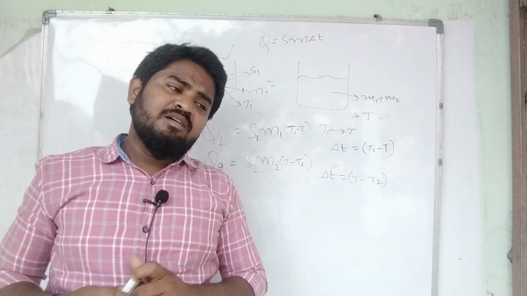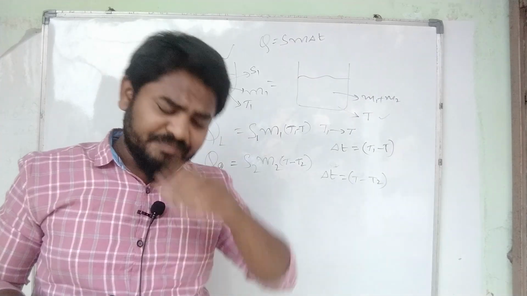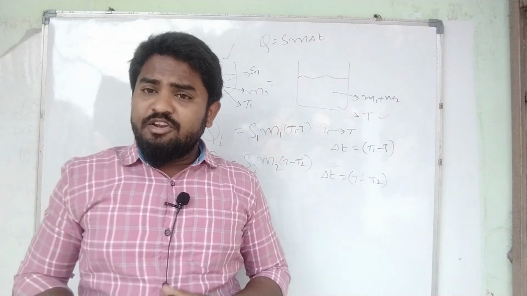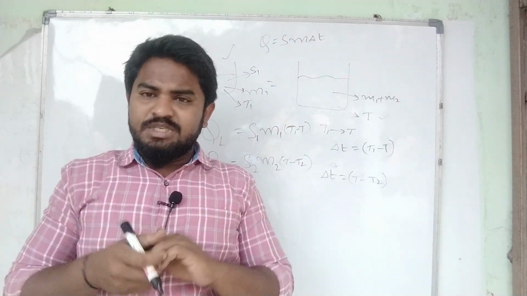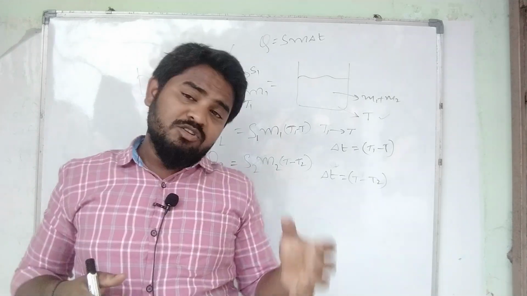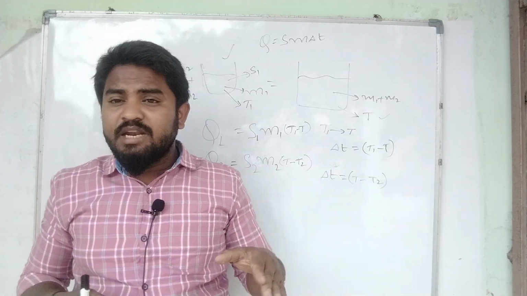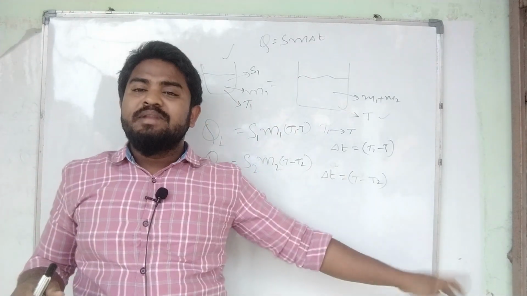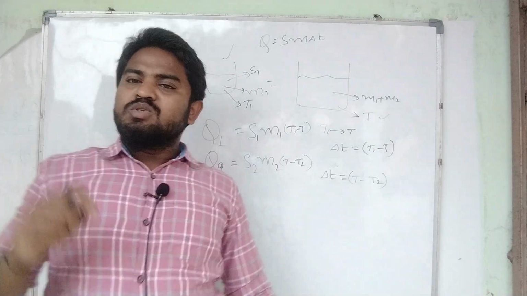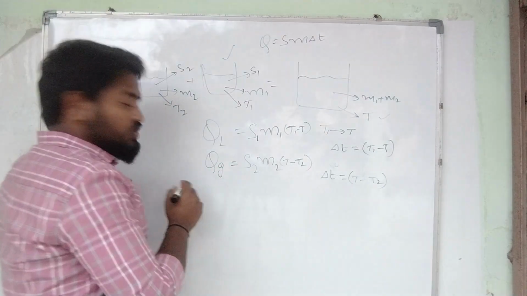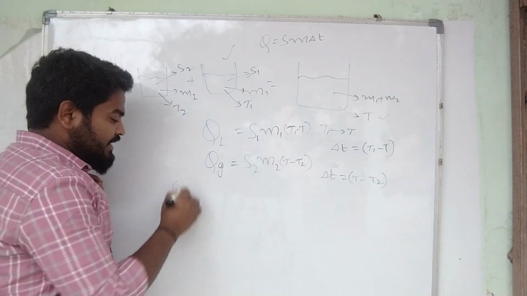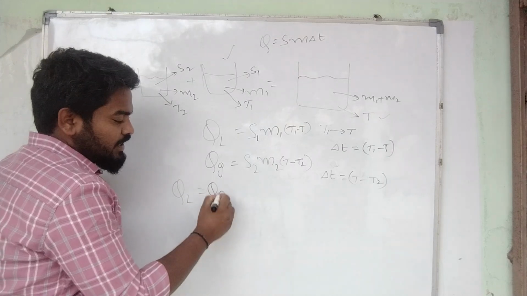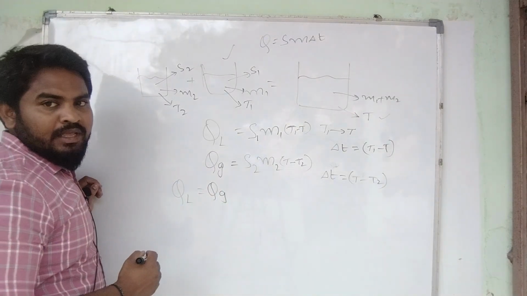What is the method of mixtures principle? I discussed it before: when you mix two objects, I mean when you touch two objects, what happens? The heat energy lost by the hotter body will be equal to the heat energy gained by the cooler body, isn't it? So here we have to apply the principle of method of mixtures. Heat energy lost by the hotter body will be equal to heat energy gained by the cooler body.